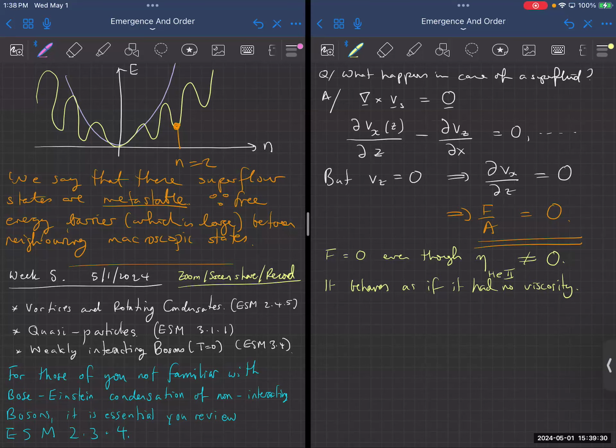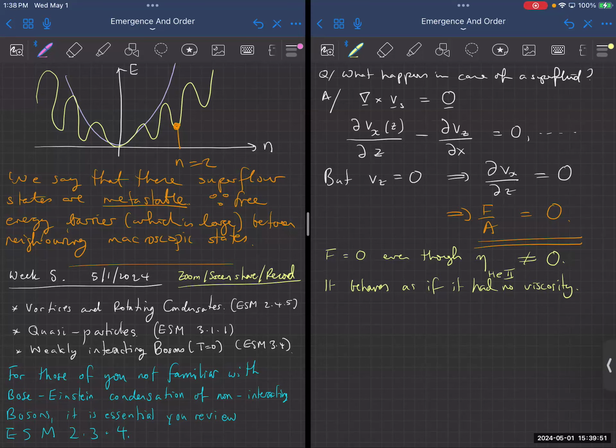Okay, so more vortices or go on to quasi-particles? Quasi-particles. Okay, quasi-particles. Yeah. You want me to go back to vortices later? I can. I've left some spaces in the schedule, but we're going to go to quasi-particles.